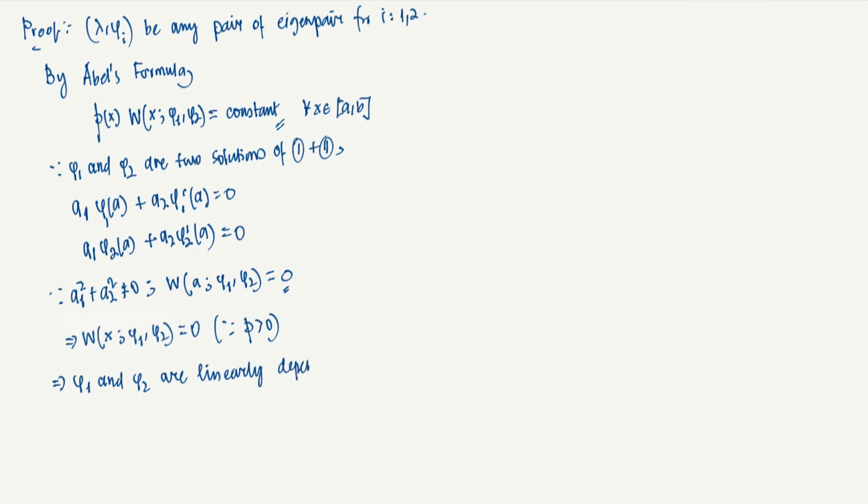What do I mean by this? I mean that phi1 equals c times phi2 for some constant c. So essentially, for the same eigenvalue lambda, two distinct eigenfunctions phi1 and phi2 differ only by a constant. Is it okay? So with this, I am going to end this video. In the next video, we are going to explore more about the regular Sturm-Liouville boundary value problem.